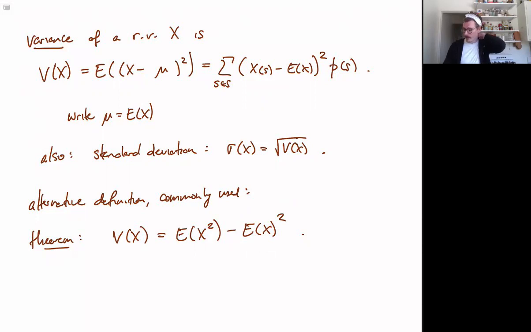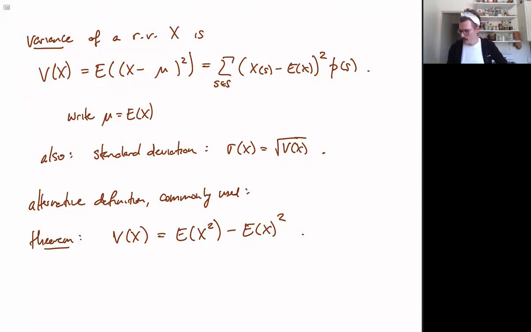In particular, this thing is always bigger or equal to this thing. So the variance is always going to be positive, as you expect from this formula, because you're taking an average of squared things, which are always positive. Positive or zero.